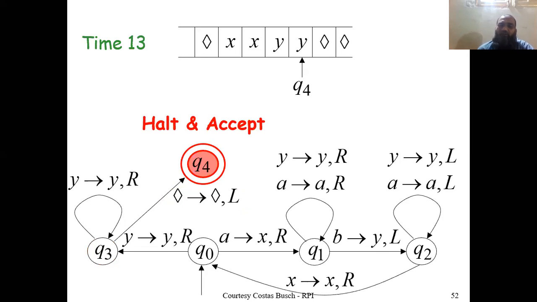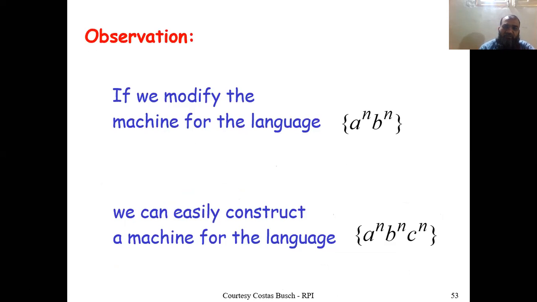As you know that there are only two A's and two B's. The language is A^n B^n, which is accepted by the Turing machine. So this is the A^n B^n machine. If you look and observe, this is a simple strategy. There were A's, you converted A to X. There were B's, you converted B to Y.